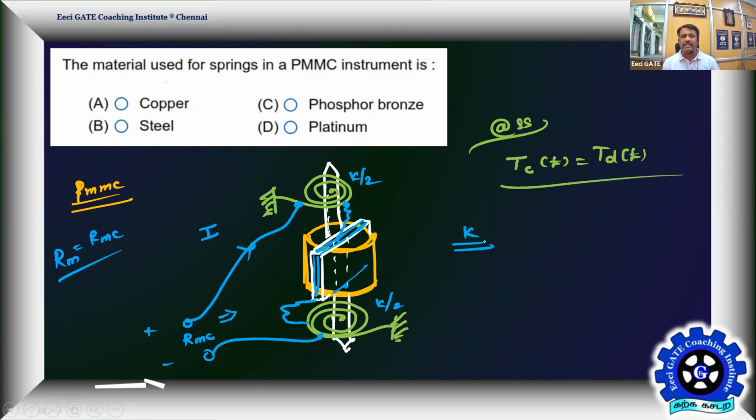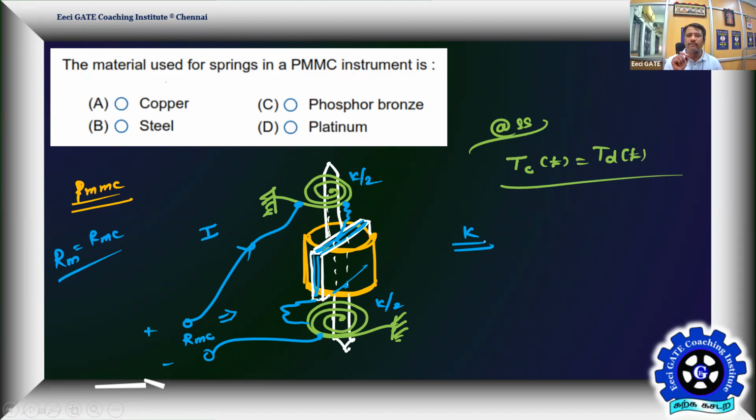At the same time, they have the responsibility of passing the current to the moving coil. They play a dual role. The two springs are serving two important purposes. One, they have to pass the current to the moving coil. At the same time, they have to offer the required stiffness.